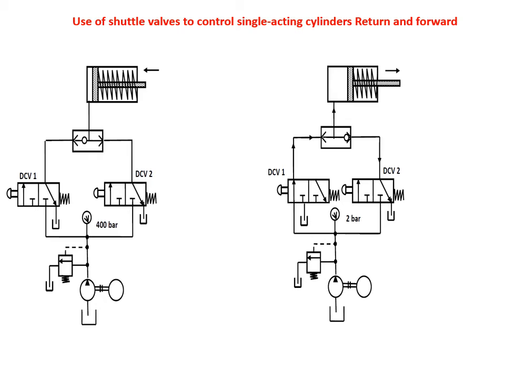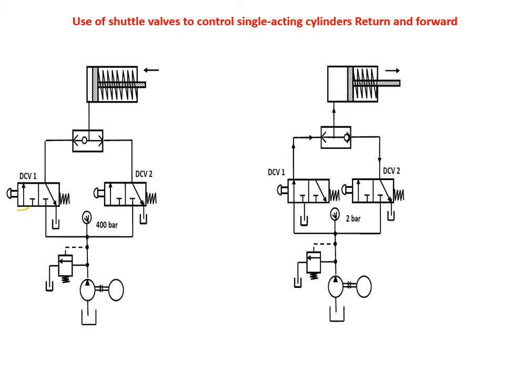So this diagram will indicate the use of a shuttle valve to control the single acting cylinder. You can see that there are two direction control valves in this particular circuit, and the use of the shuttle valve is to make sure that only one side should supply. So in this first diagram you can see that the fluid is not able to reach the actuator, and this is a retraction position.